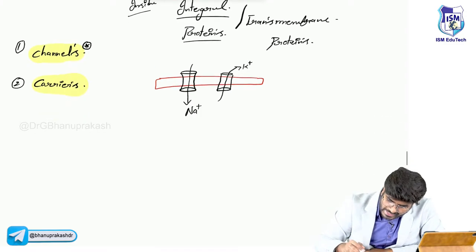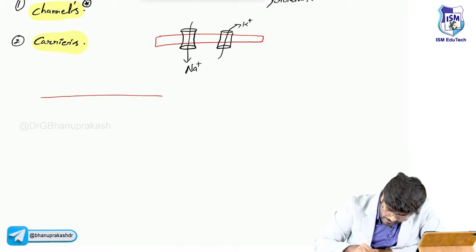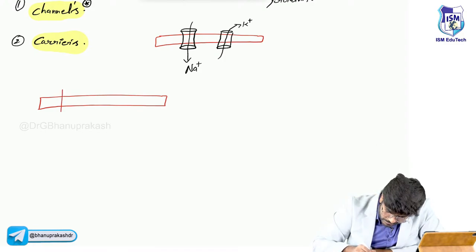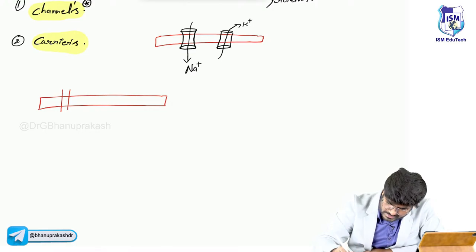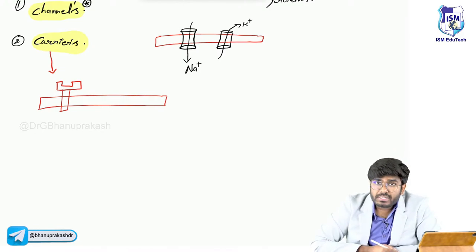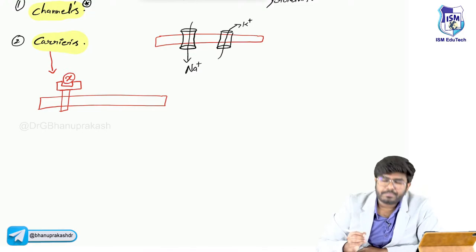Now, what is a carrier? Look here. Again, cell membrane. Now, let's take this as a protein. This is a carrier protein. So, what exactly is a carrier? Carrier means some substance will come and bind here.